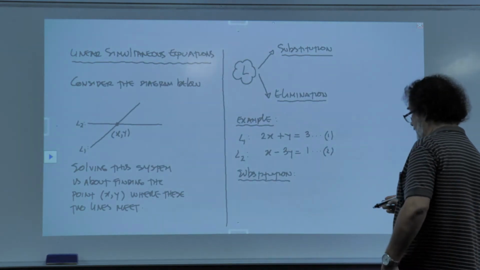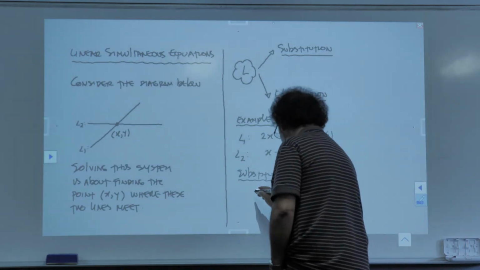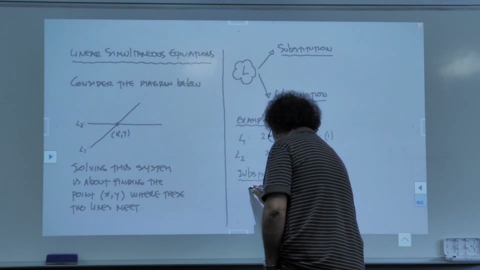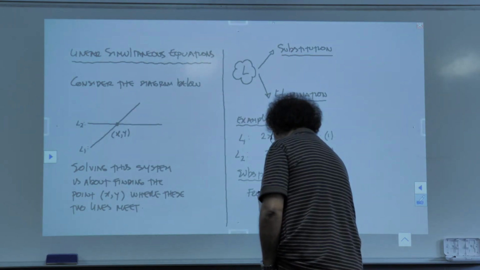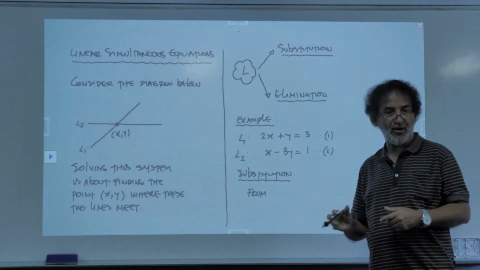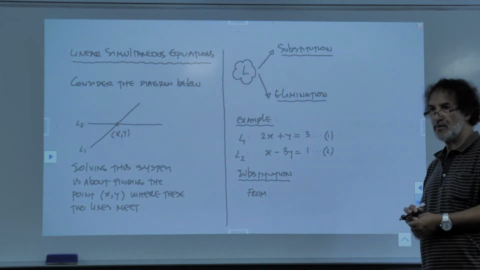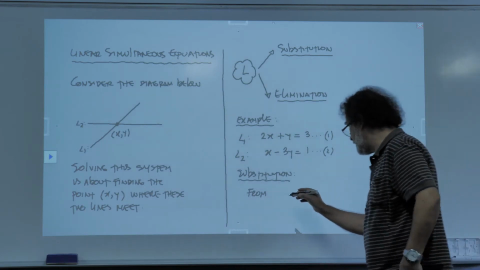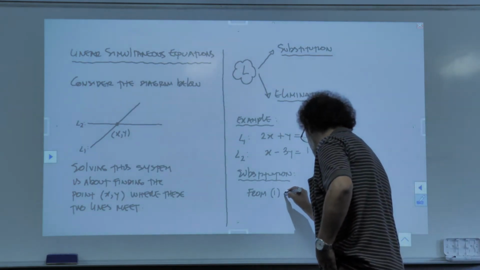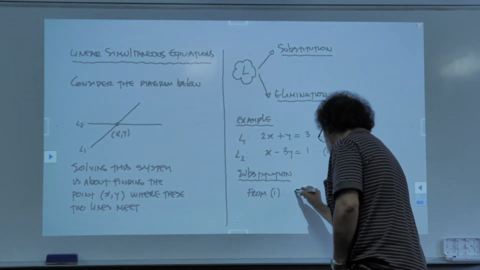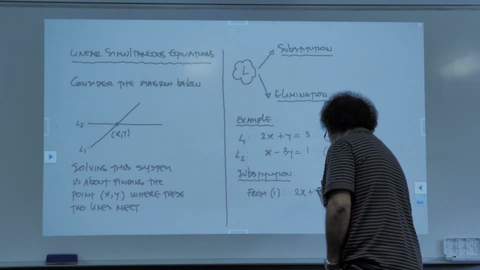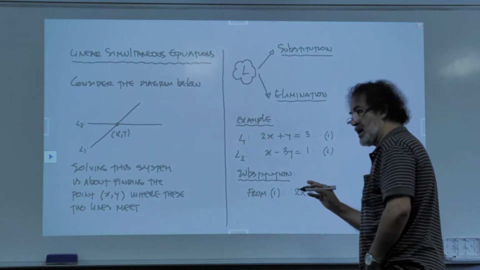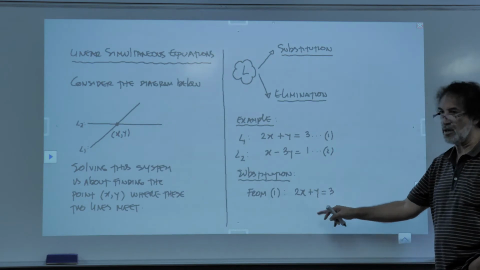And then we're going to say, okay, from 1. So this is going to be the structure of the substitution method, and it works the same all the time. So from 1, we have that 2x plus y is equal to 3. That is what we chose, so we're going to start with that one.